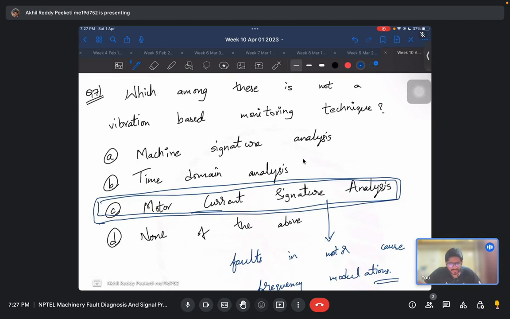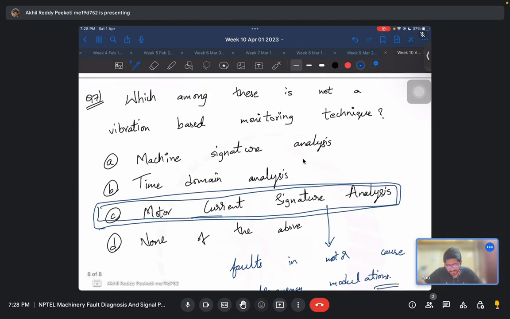This mainly works for electric motors because you are sending in the current through a power supply, so you can track how much current the motor is taking as a function of time. Just by analyzing that, you will be able to find the faults in the motors. Time domain analysis, what we have seen earlier, is mainly with the vibrations, and machine signature analysis is also mainly vibrations. Motor current signature analysis is where you don't need any accelerometer kind of sensors. You will just track the current that the motor is taking. That's it.